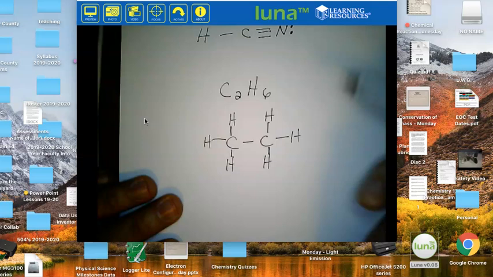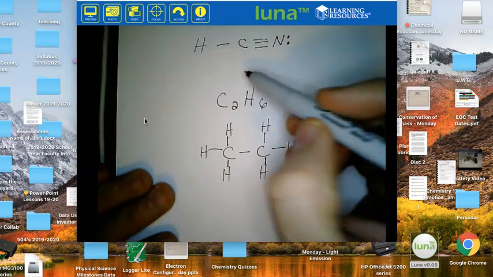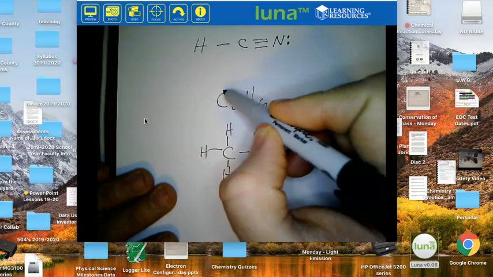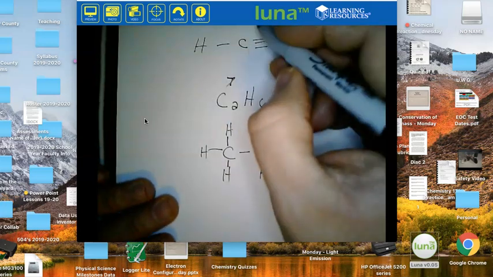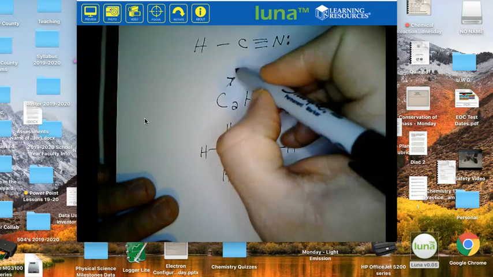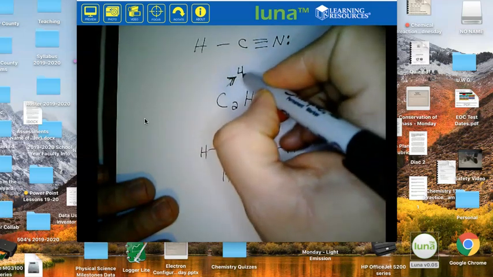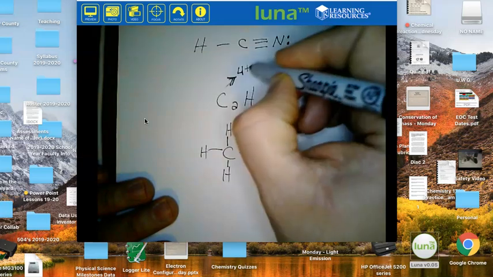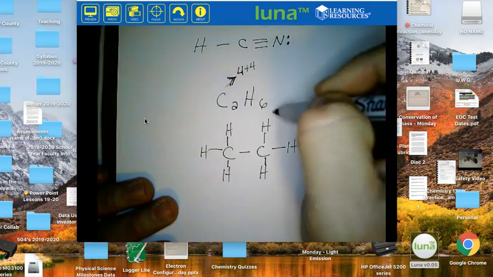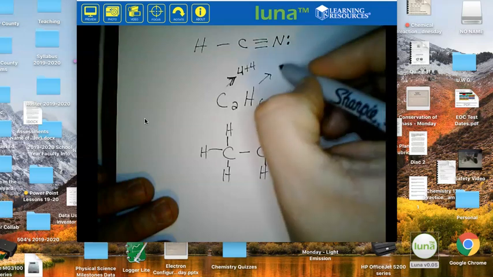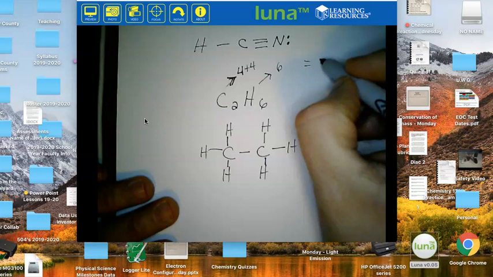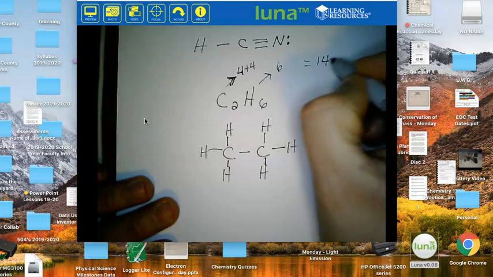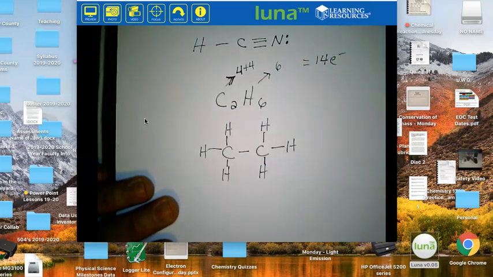Now I'm jumping ahead of myself. I need to count my electrons, right? I didn't do that. Each carbon atom has 4 valence electrons, and so 4 plus 4, that's 8. And then hydrogen each has 1, so that's 6. So that's 8 and 6. That should be 14 electrons total.